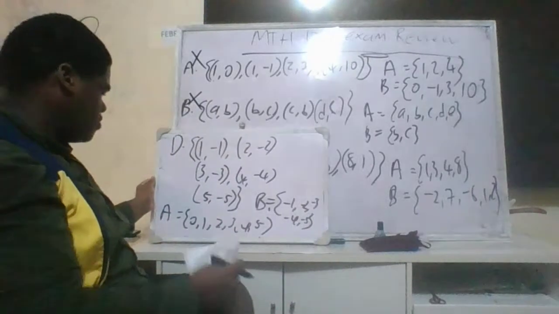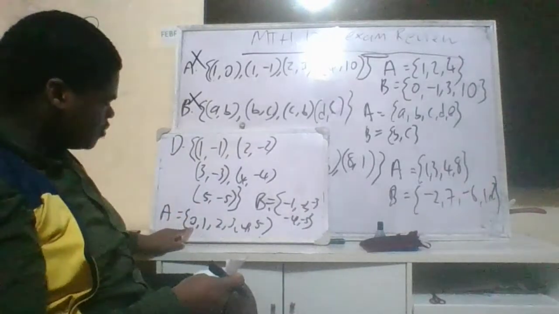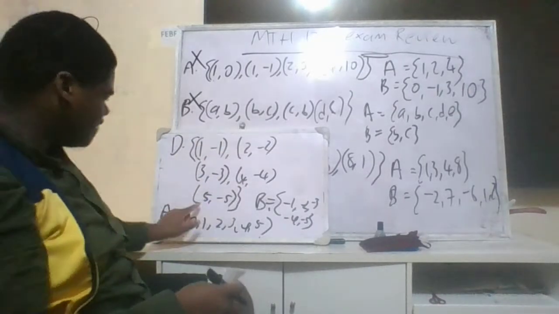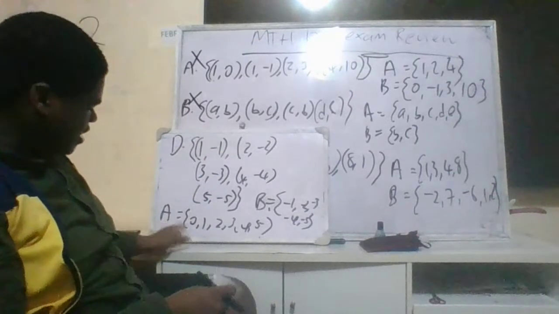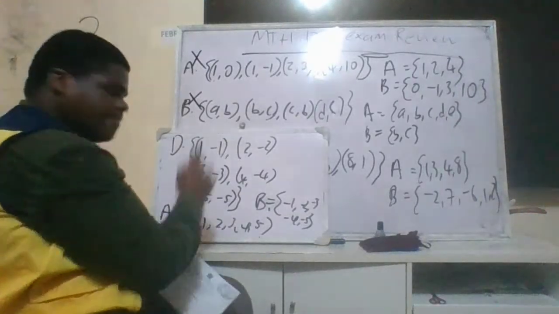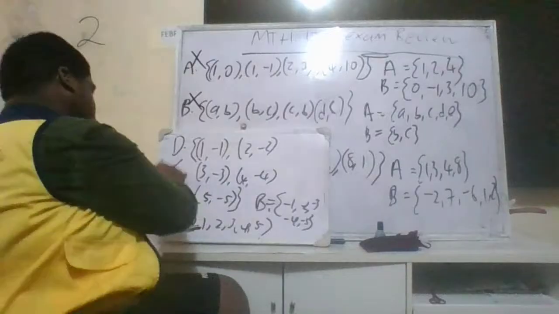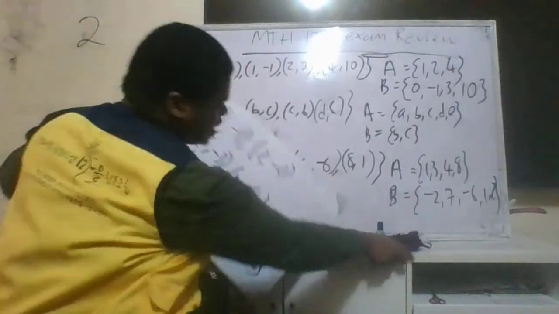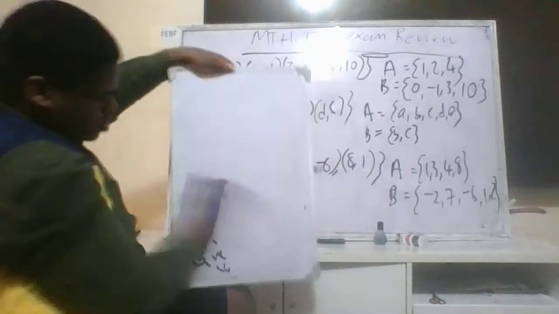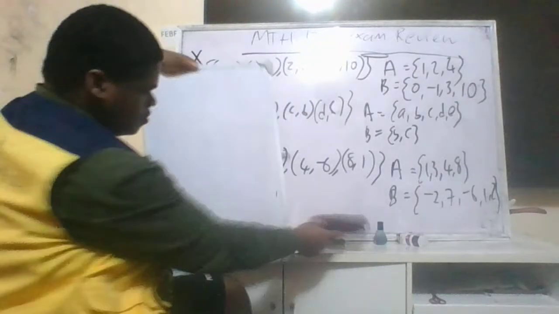If you look at option D now, 0 is part of our husbands, but 0 is not mapped. 1 is mapped, 2 is mapped, 3 is mapped, 4 is mapped, 5 is mapped. But among the husbands there's 0, 1, 2, 3, 4, 5. So since 0 is not mapped, option D is wrong. I believe that brings us to the end of this question. The correct answer is option C.